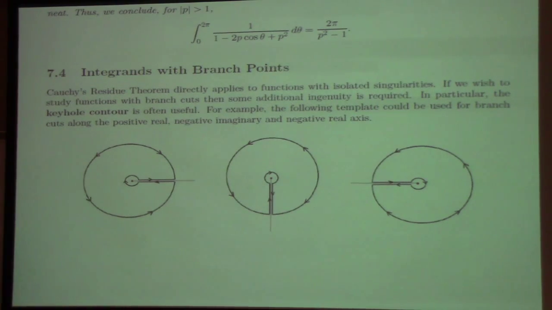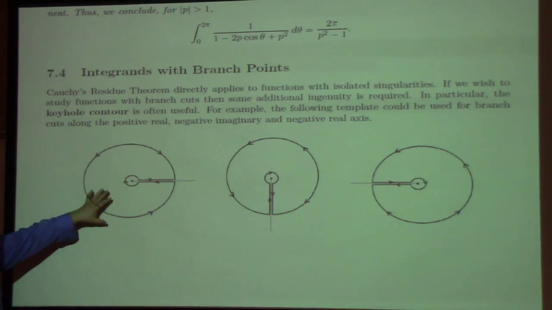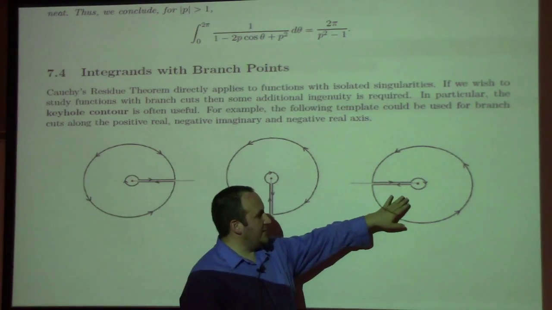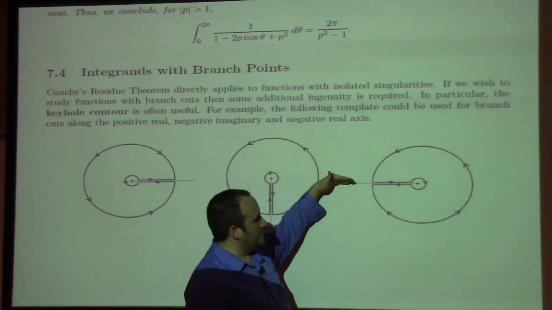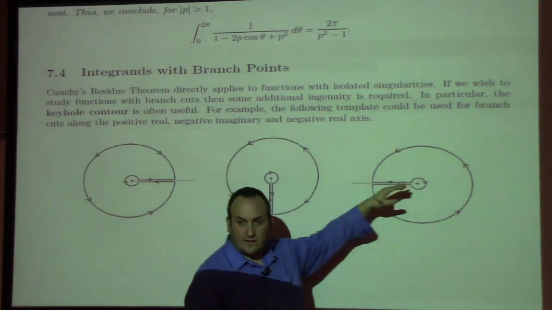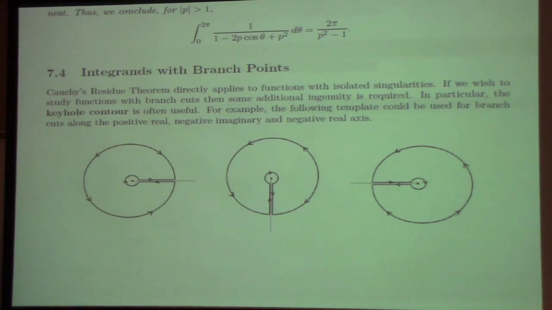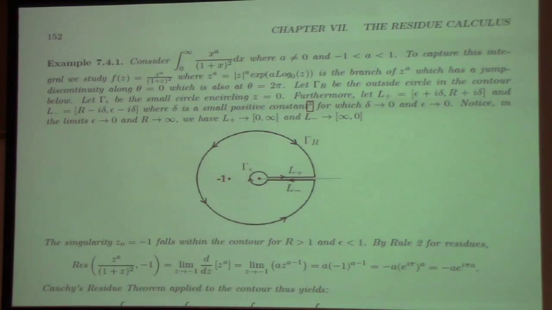So it's a fact of life that we have to deal with these things, and it turns out if you use these so-called keyhole contours, something like this, or this, or this. Now this is what I would use for something that had the jump on the negative real axis. Sometimes you have to be a little bit creative about which one you're going to use. Let me just look at an example here.